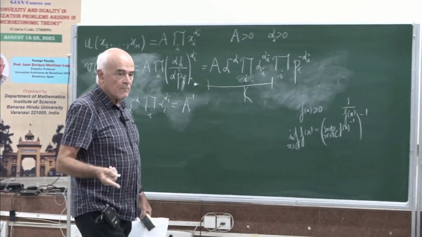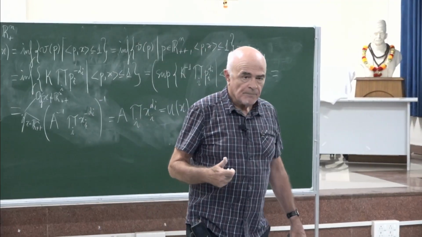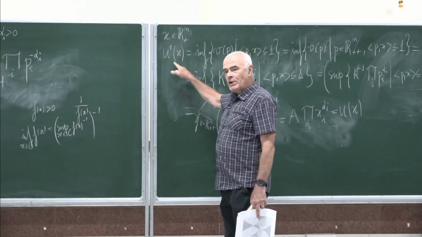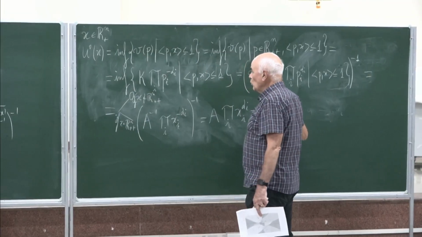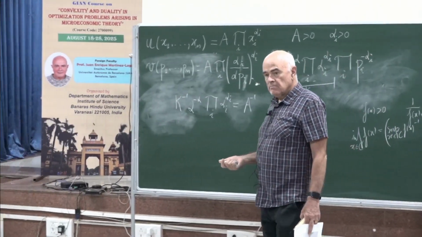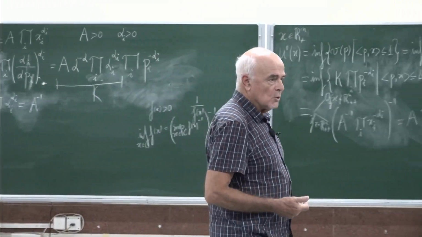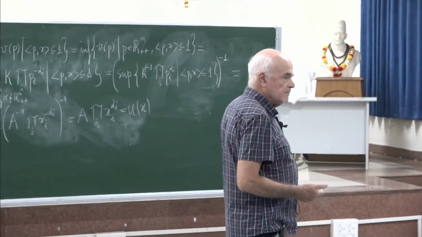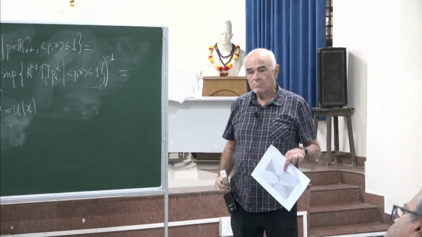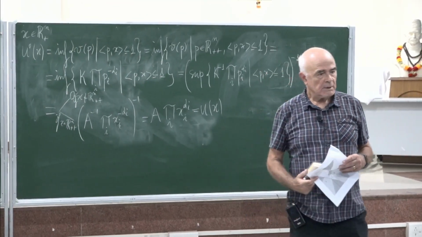So the utility function I deduce from your indirect utility function coincides with your original utility function, not by accident, but because your utility function is regular, is quasi-concave, non-decreasing, and continuous. Upper semi-continuous should be enough. Was this clear?